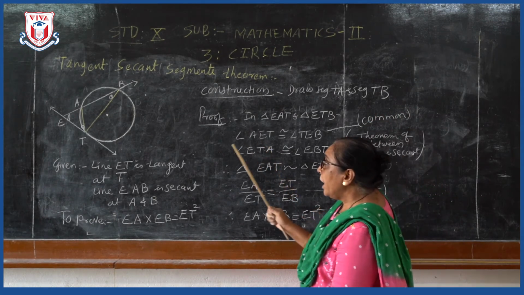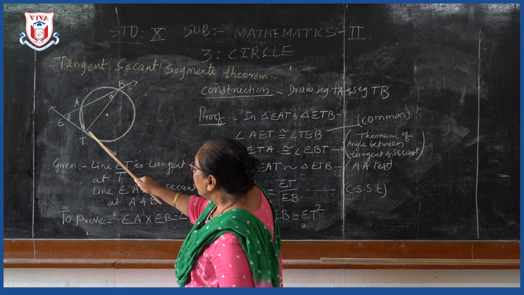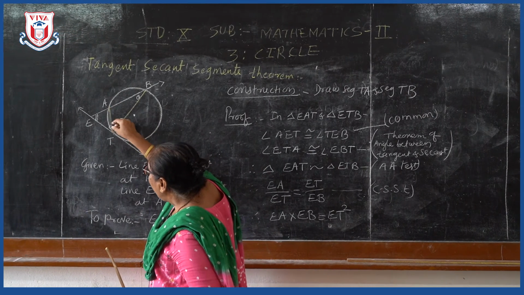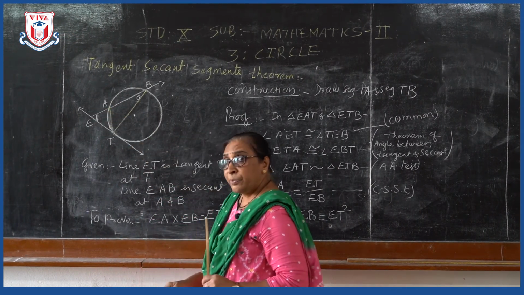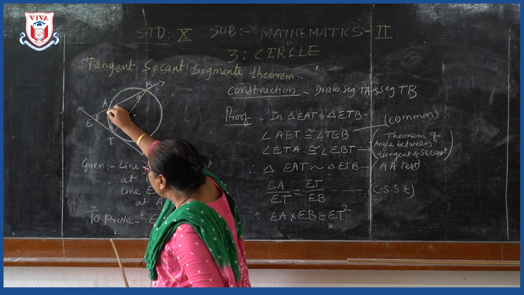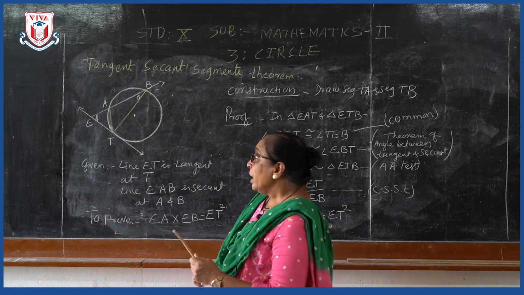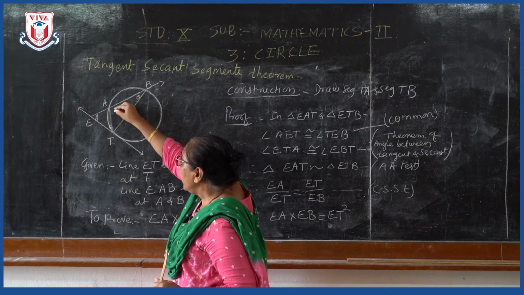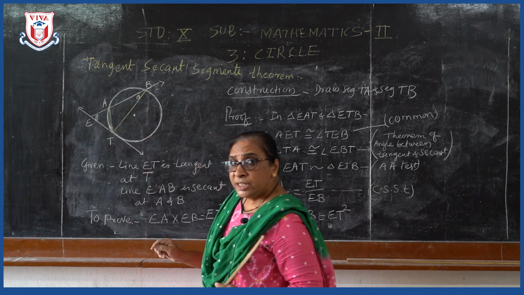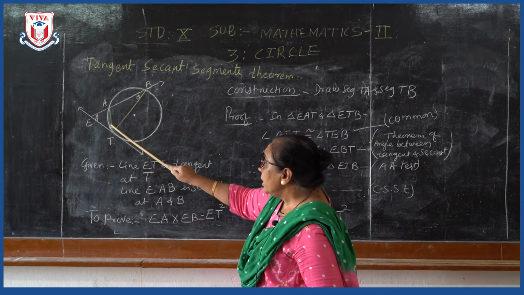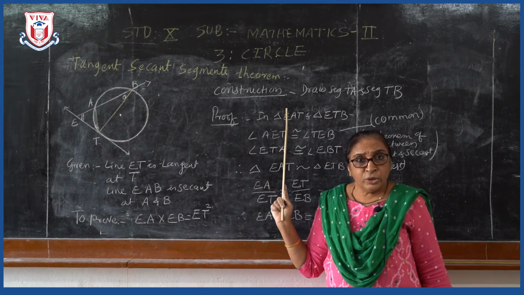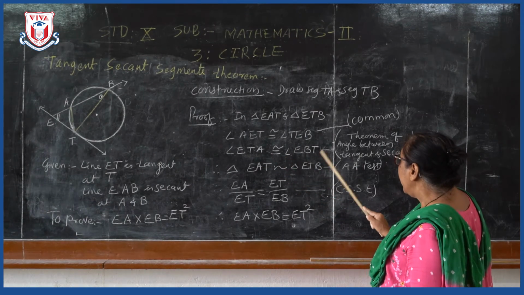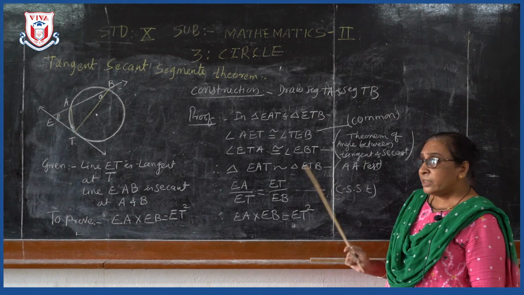Another angle, ETA. See this angle ETA, which is formed by this secant AT and this tangent ET. This angle is half of this intercepted arc AT. In the same way, angle ABT is also half the intercepted arc AT by the inscribed angle theorem, and therefore these two angles are congruent. So here angle ETA is congruent to angle EBT, angles between tangent and secant.